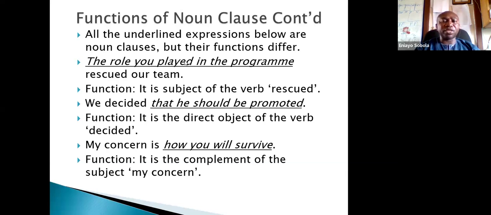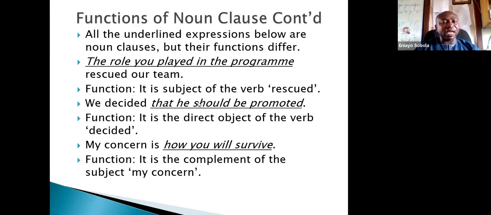Here we have, the role you played in the program rescued our team. You know, to get the subject, you place a question word before the verb. What rescued our team? Then we have the role you played in the program. So the role you played in the program here is a noun phrase. It's a noun clause, sorry. And also, it is the subject of the verb rescued.